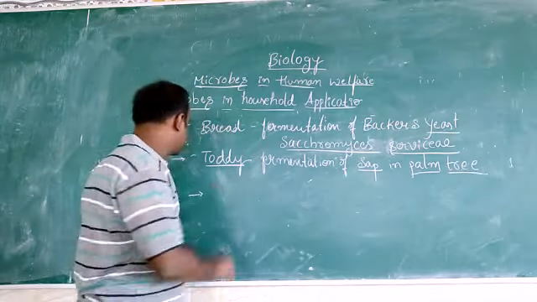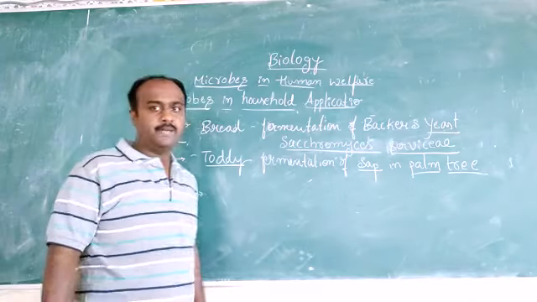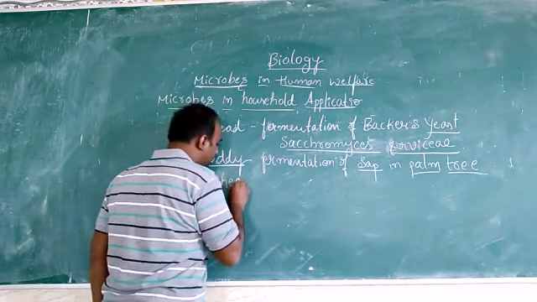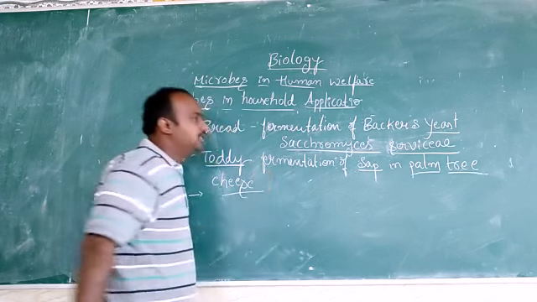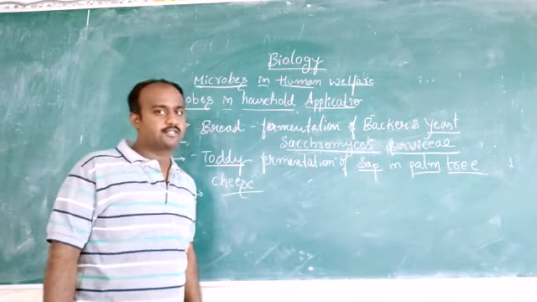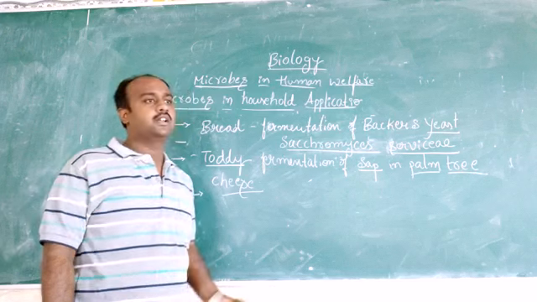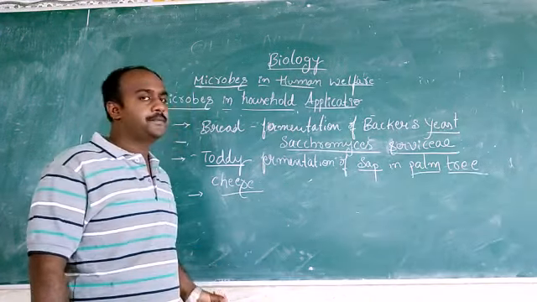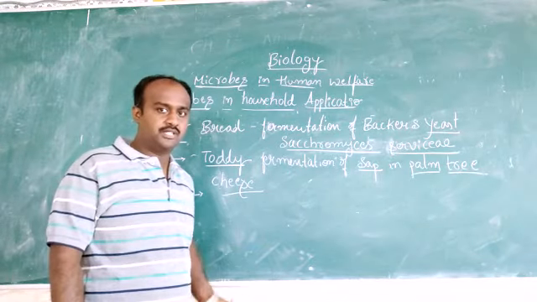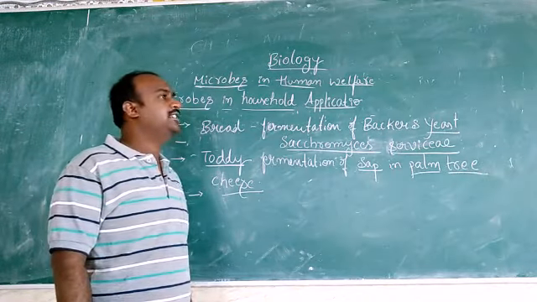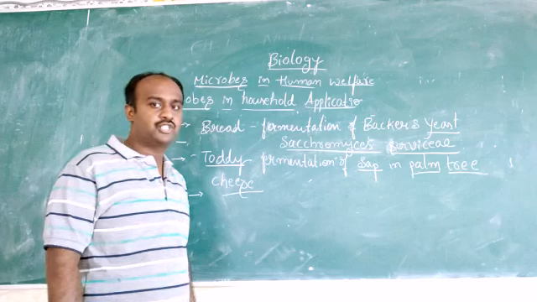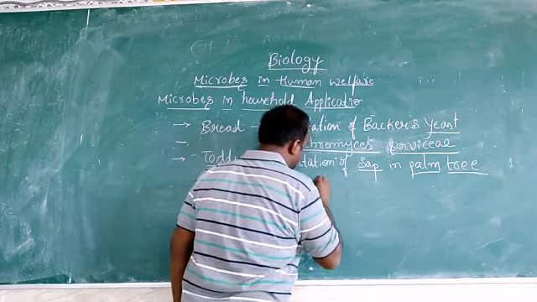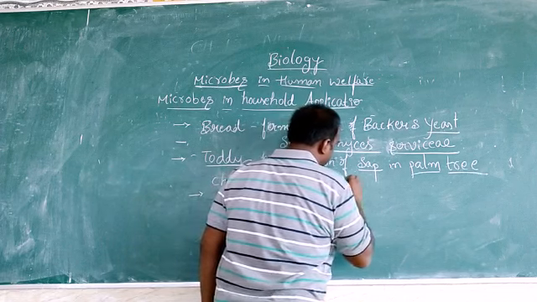Okay, next, after toddy we move on to cheese. Actually, cheese has various types or forms. It depends upon color and flavor. Cheese has various types in nature, and there is one special type of cheese known as Swiss cheese.